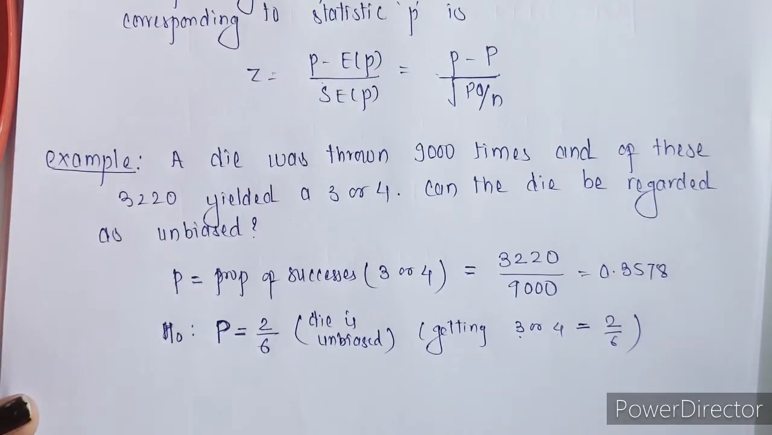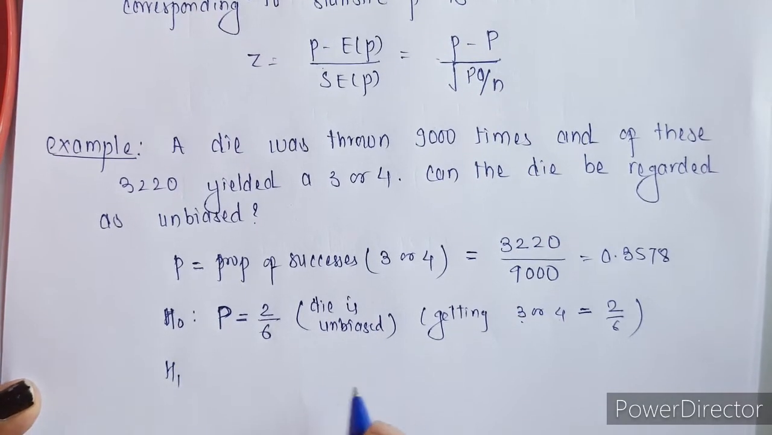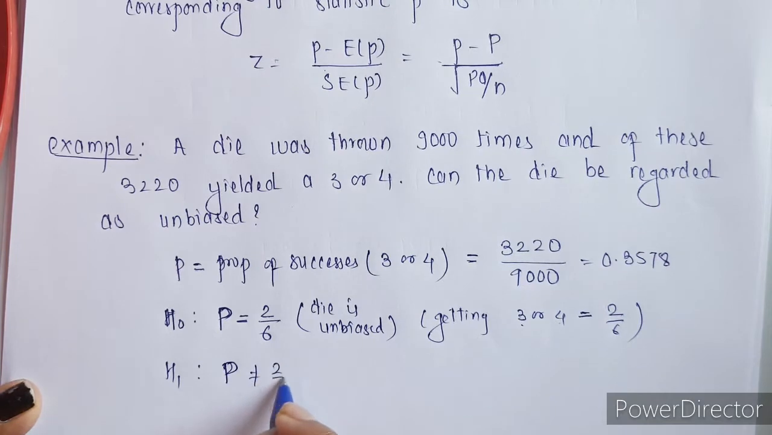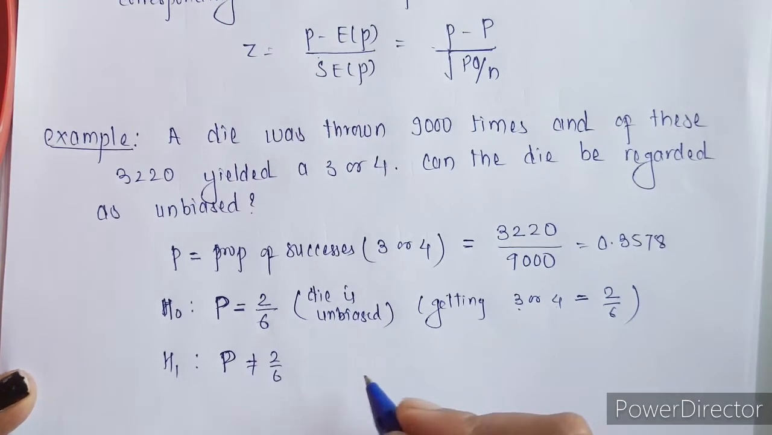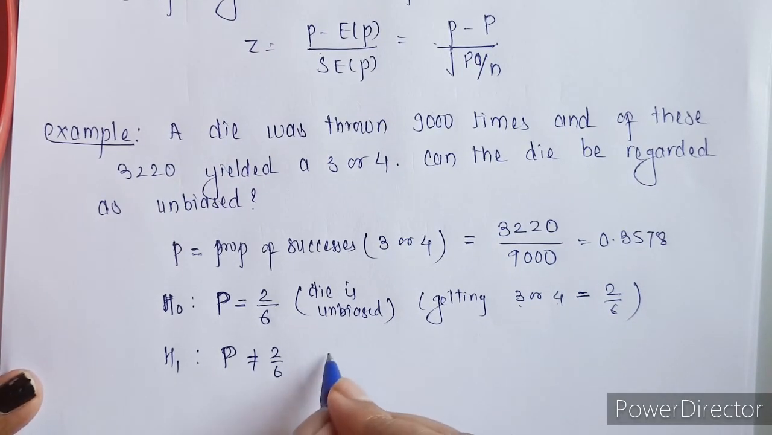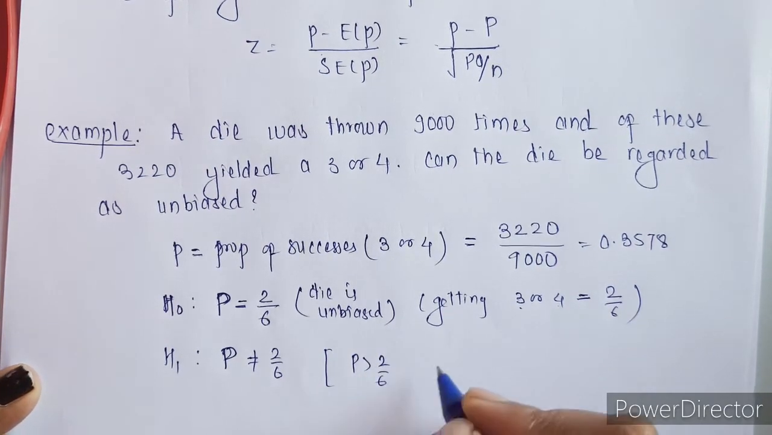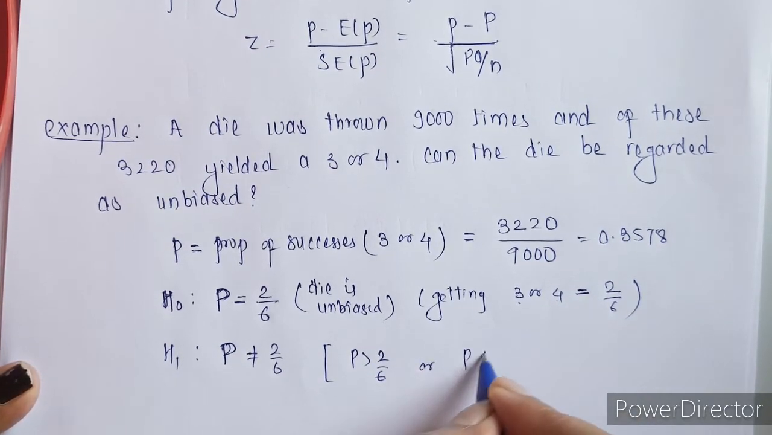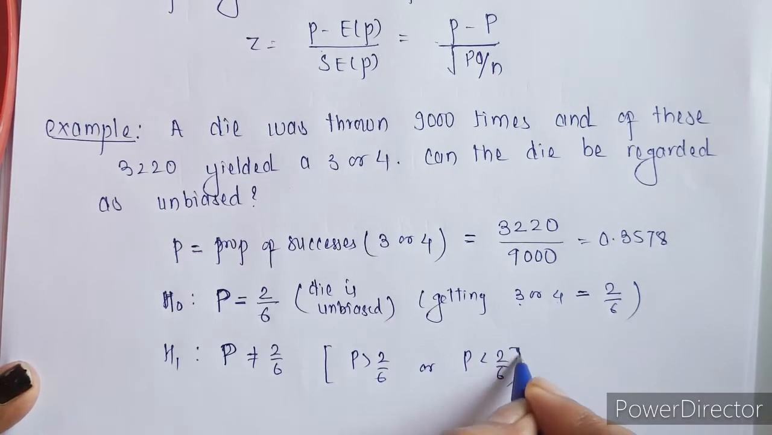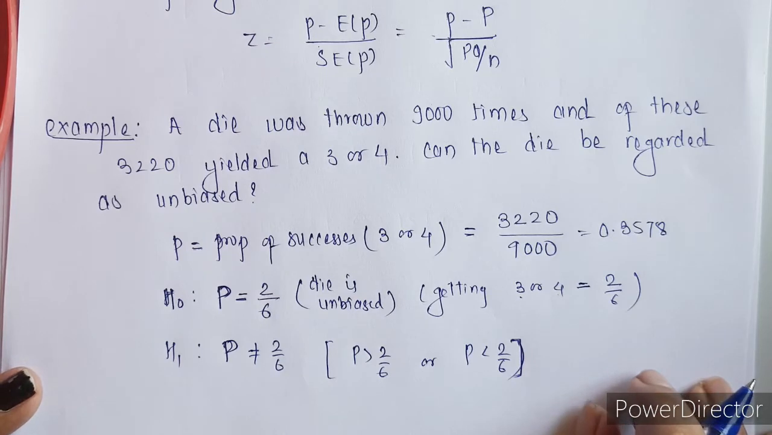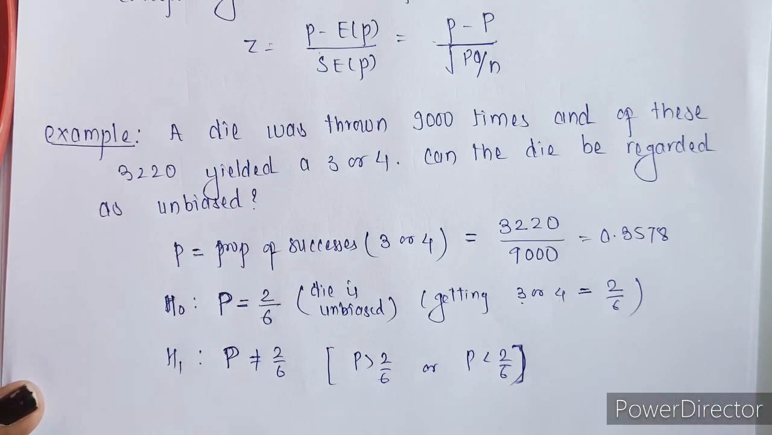If null hypothesis is die is unbiased, then alternative will be die is biased, that is nothing but population proportion is not equal to 2 upon 6. Now in this case it can be either greater than 2 by 6 or it can be less than 2 by 6. So basically here we will be using two-tailed test.